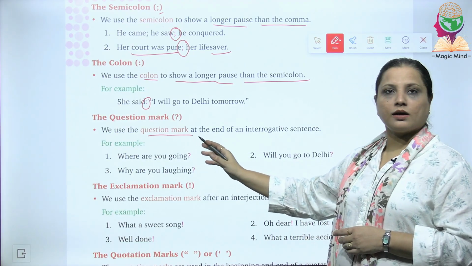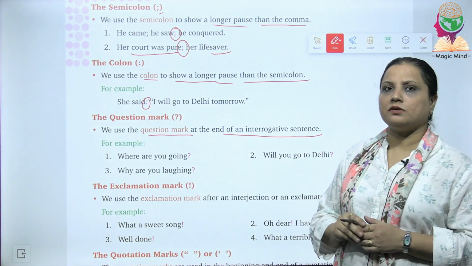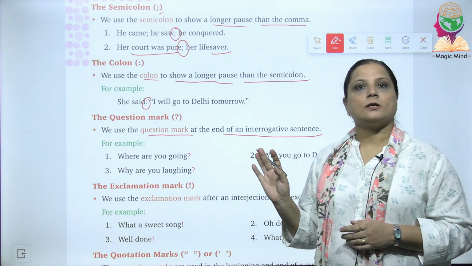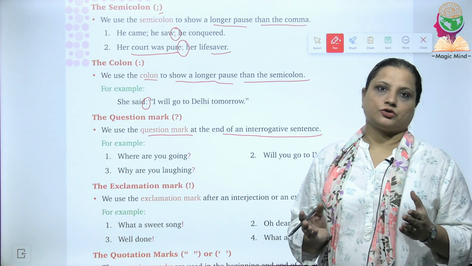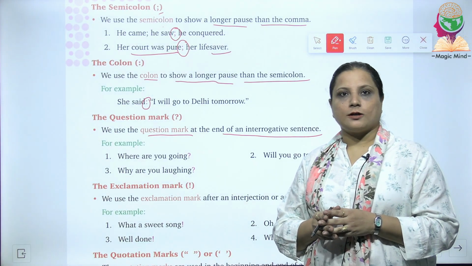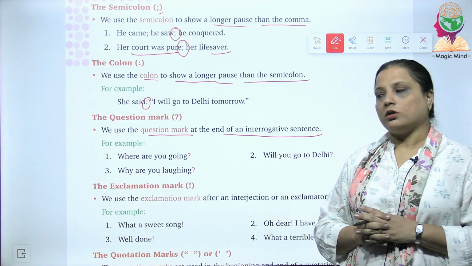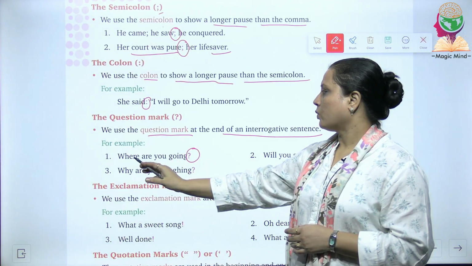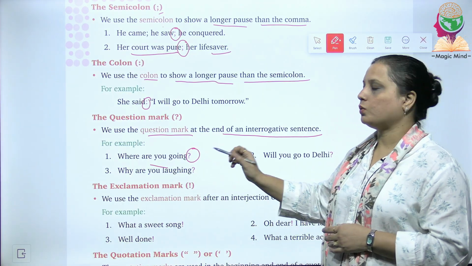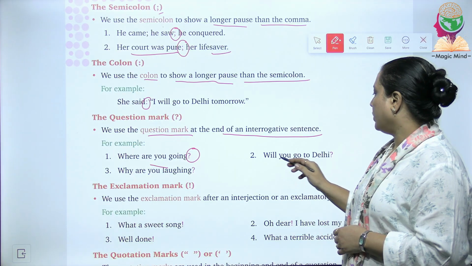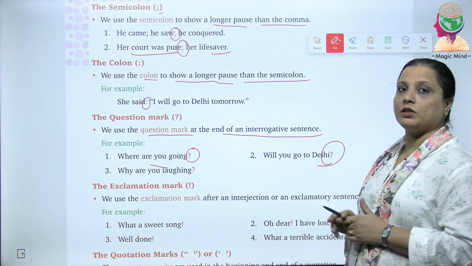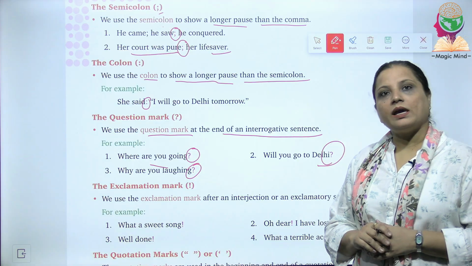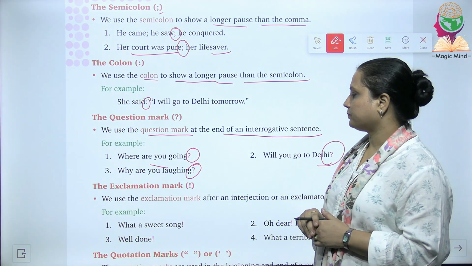We use a question mark at the end of an interrogative sentence. What is an interrogative sentence? An interrogative sentence is a sentence which asks questions, and it always ends with what? Always ending with a question mark. For example, where are you going? End it with a question mark. Second one, will you go to Delhi? Then again we end it with a question mark. Third one is, why are you laughing? And again we end it with a question mark.